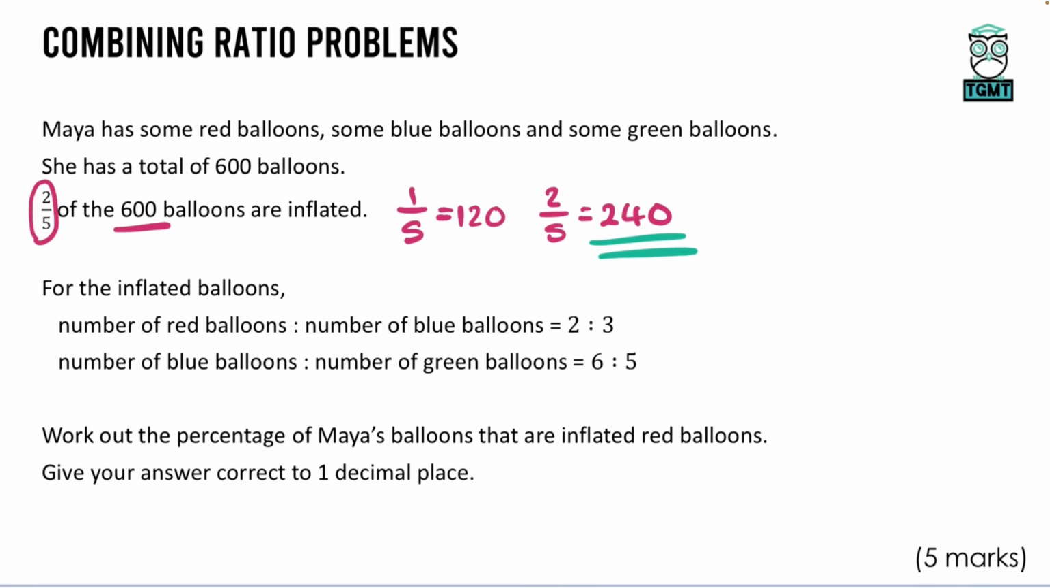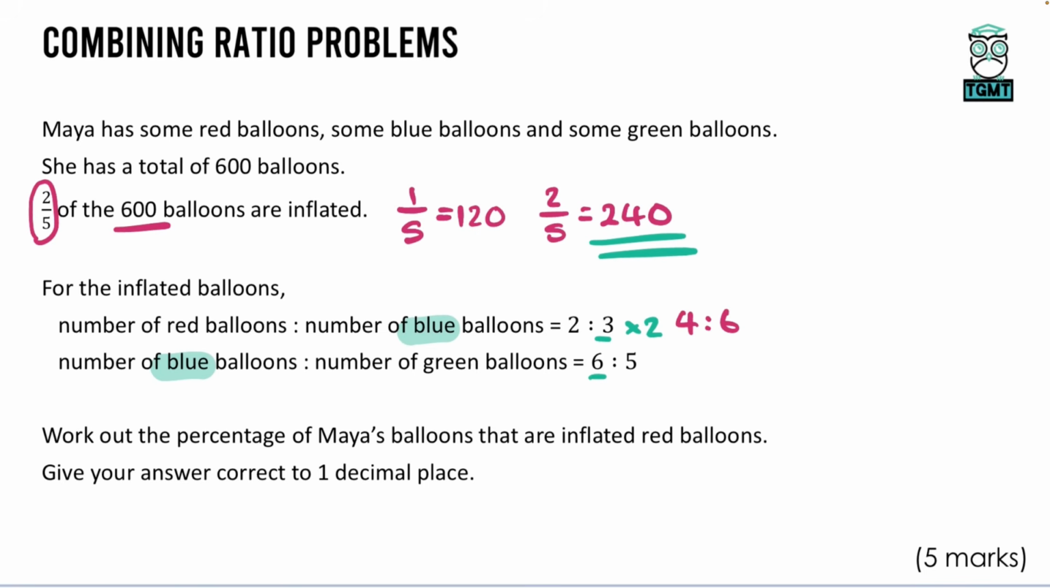For the inflated balloons, red to blue is 2 to 3 and blue to green is 6 to 5. Now what should stand out straight away when there's two ratios is that blue is in both. But blue has a different number in both. In this one it's 3 and in this one it's 6. So what we need to do is find the lowest common multiple of those. And in this case we only need to change the top ratio, because if we times the top ratio by 2, that will become 4 to 6. And now we have the same number representing blue.